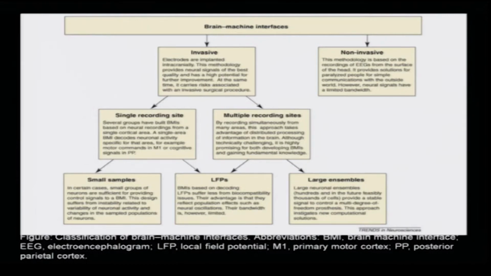What I wanted to highlight here is this. From the beginning of this course, I am repeatedly highlighting this part. This is the biggest central problem, apart from any other problem, this cell electrode interface. And if you read through this line very carefully, BMIs based on decoding LFPs suffer less from biocompatibility issues. So there is always a biocompatibility issue with the electrodes involved, and this is very, very important.